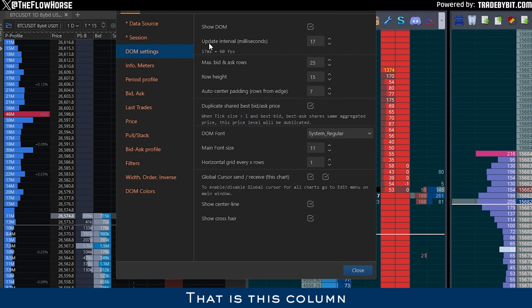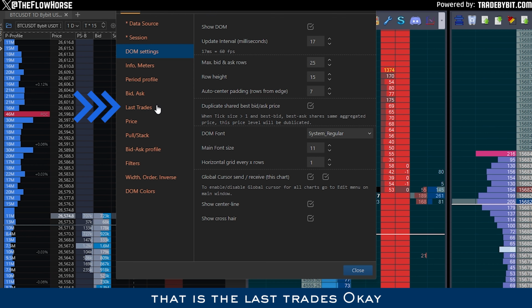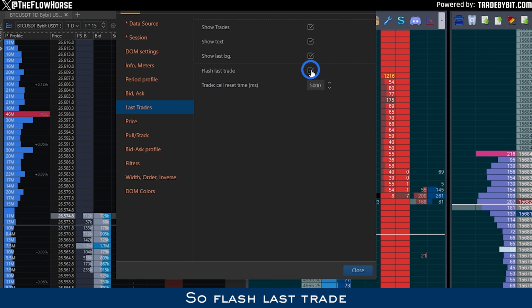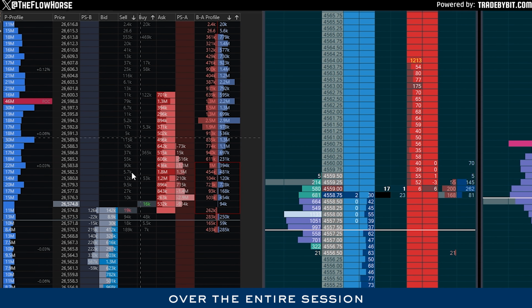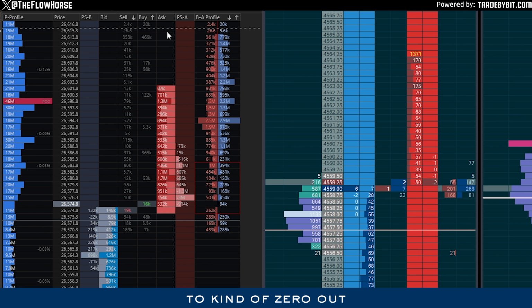That is this column. That is the last trades, okay? So flash last trade, and this is based on a sell reset time. Like I said, you're not going to want that to just consistently accumulate over the entire session. You're going to want this to kind of zero out.